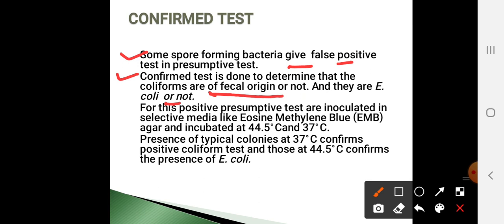For the positive presumptive test, the sample is inoculated into a selective medium like EMB and incubated at 37 degrees Celsius. If E. coli is present, it will be checked by inoculating the sample on EMB agar, or eosin methylene blue agar, which will develop green sheen colonies, indicating the presence of E. coli. Presence of typical colonies at 37 degrees Celsius confirms the positive coliform test, and those at 45 degrees confirm the presence of E. coli.